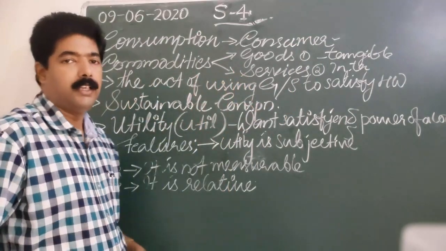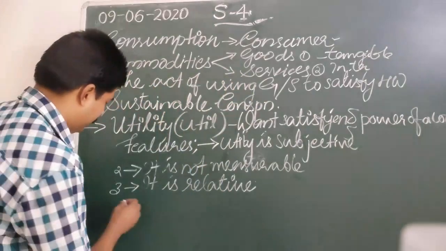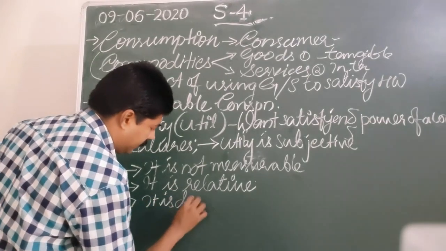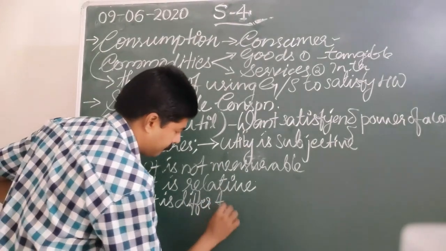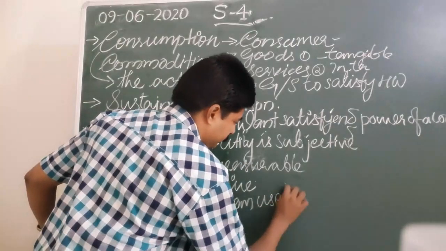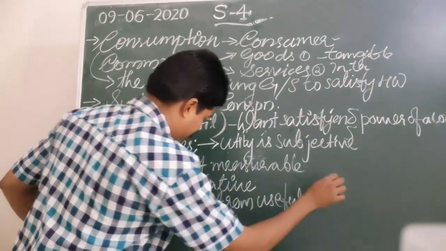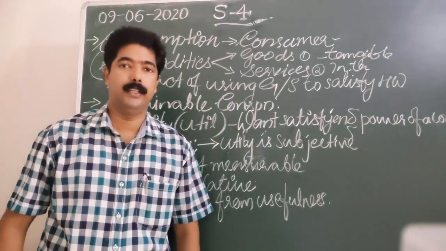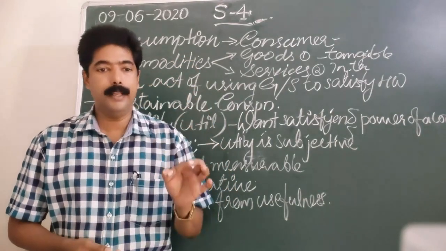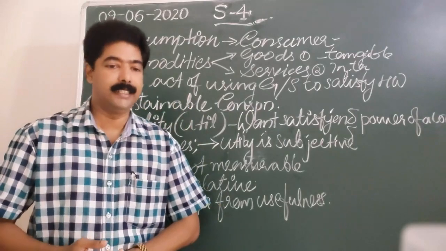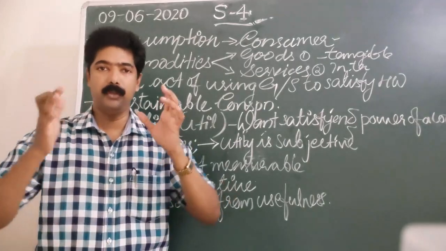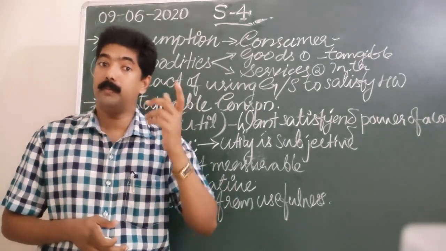And the next point, utility is different from usefulness. The fourth one you can write, utility is different from usefulness. What is meant by usefulness? Remember, a commodity may possess utility even though it may not be useful. A commodity must have utility, even though it may not be useful.